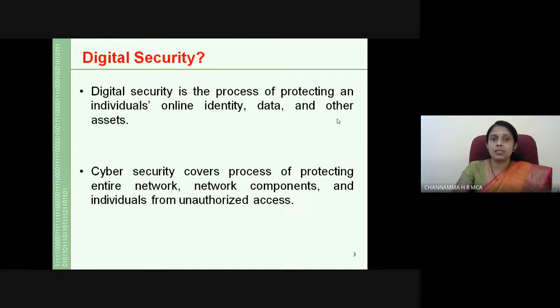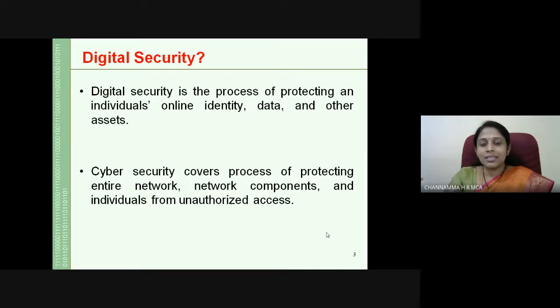As we have seen, the definition of digital security refers to protecting or securing the data or information pertaining to an individual. But cyber security covers the process of protecting entire network components and individuals from unauthorized access. So digital security refers to securing individuals' data, and cyber security refers to protecting the entire network and its network components. So this is the difference.